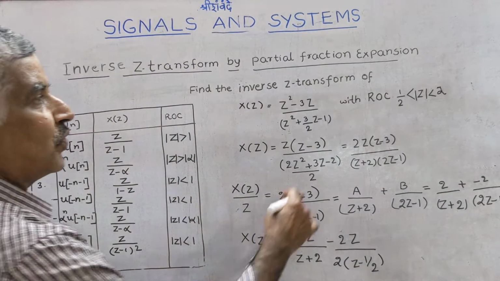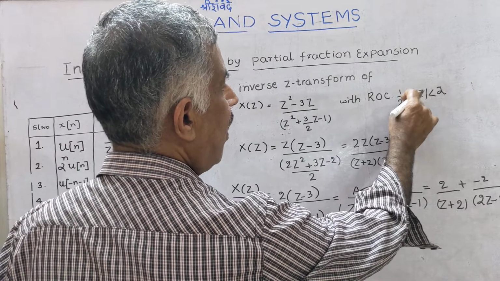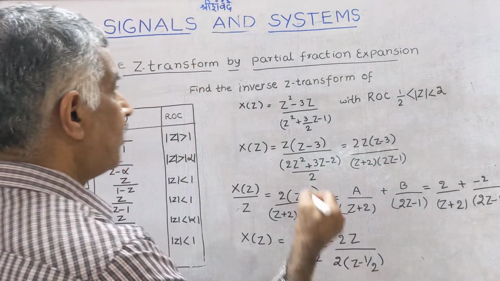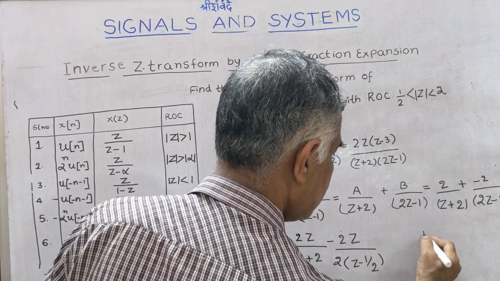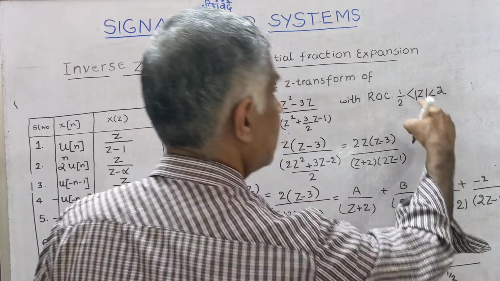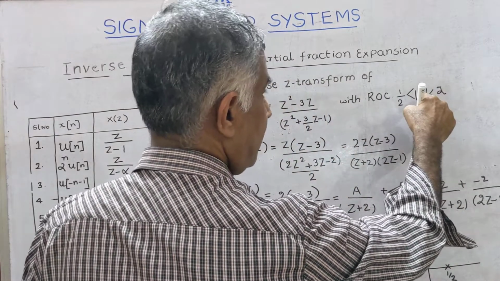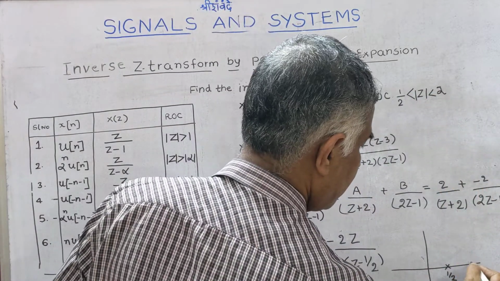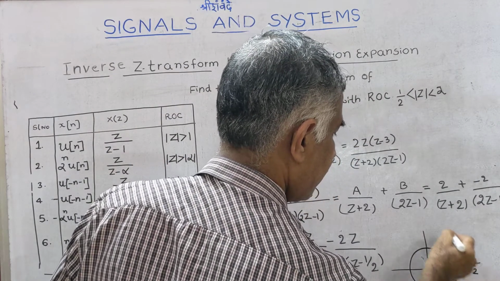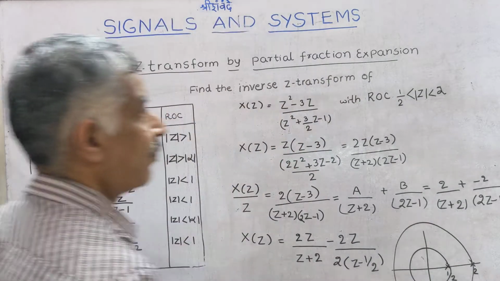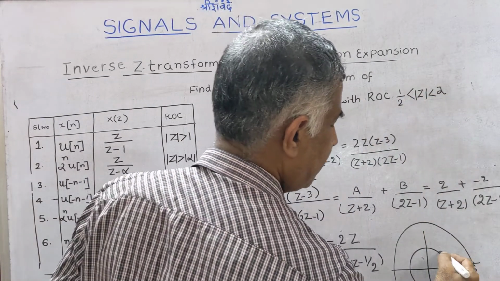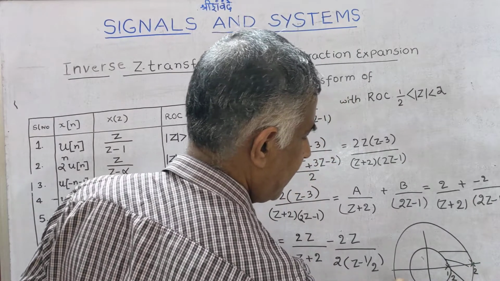Now, what is the ROC here? ROC is half less than mod Z less than 2. Let me sketch it here. Half less than mod Z less than 2, so here is 2. Half less than mod Z less than 2 means this area. This is the ROC.